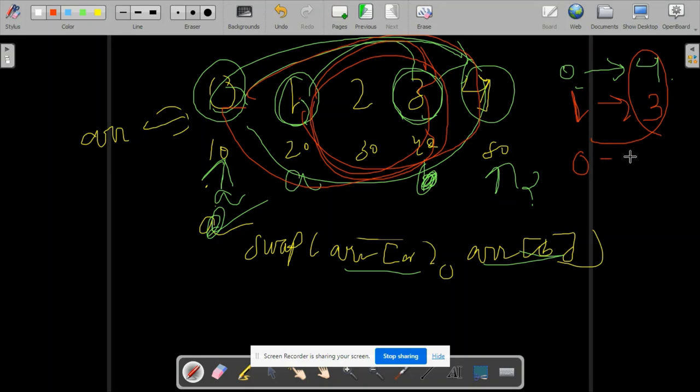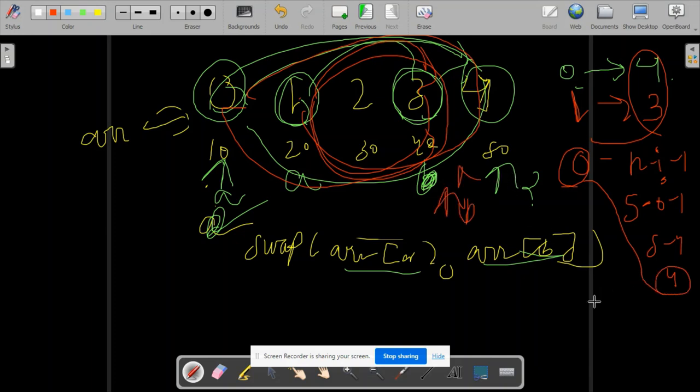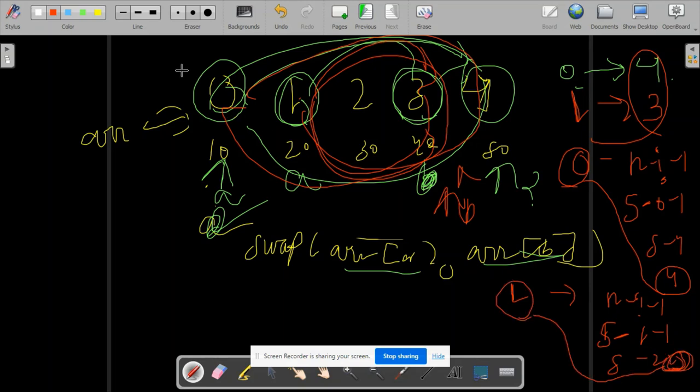So with 0, the formula is n minus i minus 1, where i is 0. The size is 5, so 5 minus 0 minus 1, 5 minus 1 is 4. It means with the help of this 0, you obtain this index number 4. So there is no need to put a pointer B on the 4th index. With 1, you can also achieve this 3. How? n minus i minus 1. i is 1 this time. It means 5 is the size, i is 1, and 5 minus 2 is 3. So with the help of this 1, you have achieved this 3rd index.